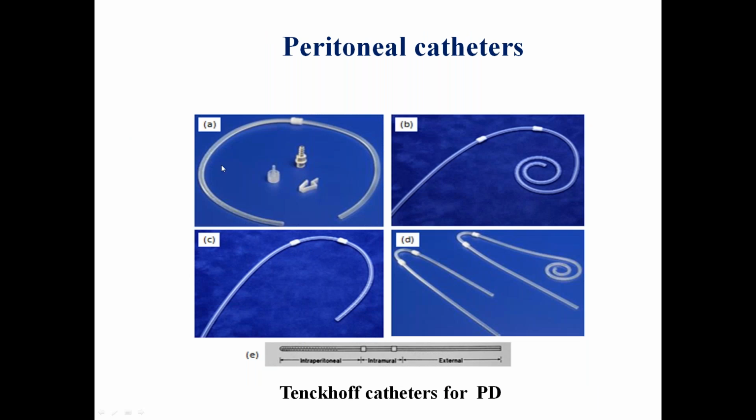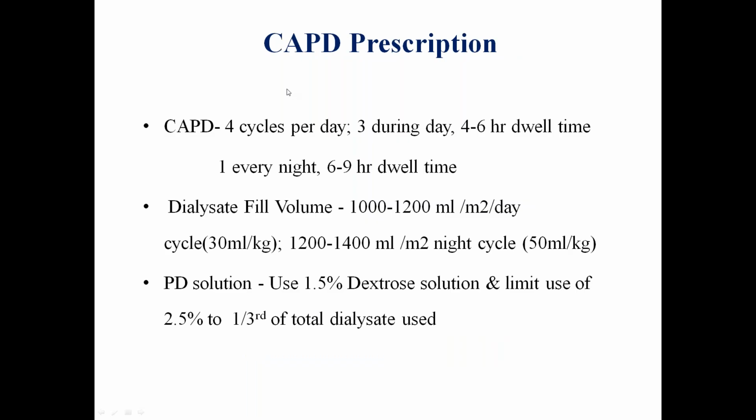Now, for peritoneal dialysis, you essentially need a permanent double cuff catheter, which needs to be placed surgically, either by open surgery or laparoscopically. And this is a typical CAPD prescription, where the nephrologist will have to give the number of cycles, the amount of dwell time the fluid is going to stay inside the abdominal cavity, and the total dwell volume that needs to be put into the abdominal cavity, and the type of peritoneal dialysis solution that should be used for doing this peritoneal dialysis.